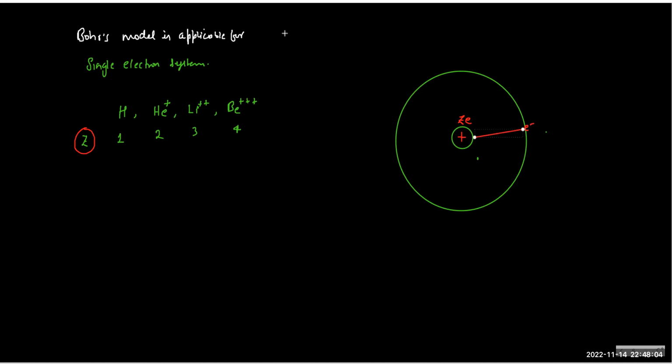So I will call this Rn. I have no idea with what speed it is orbiting, so I call it Vn. I don't know what the angular frequency is, so I will call it omega n. I don't know what the frequency is, so I'll call it Fn.